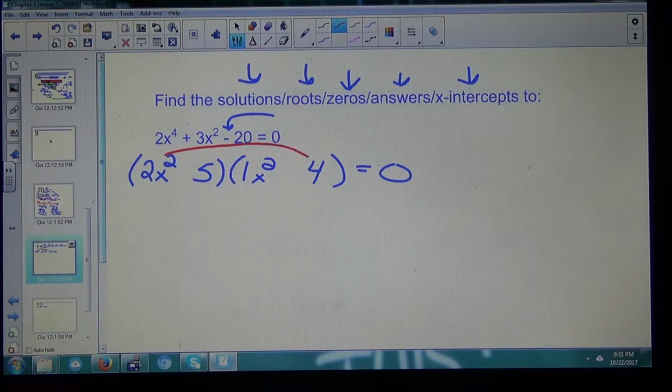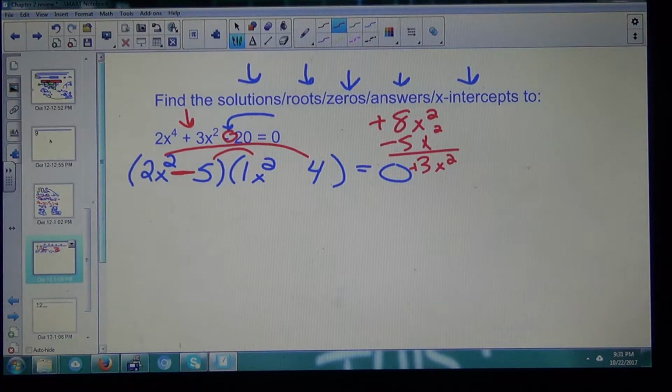What's the outside here give me? 8x squared. What's the inside here give me? 5x squared. And this means subtract, so subtract to get a positive 3x squared. How do you get a positive 3x squared? 8 has to be positive, 5 has to be negative. So the 5 is negative here, which makes this guy a positive.